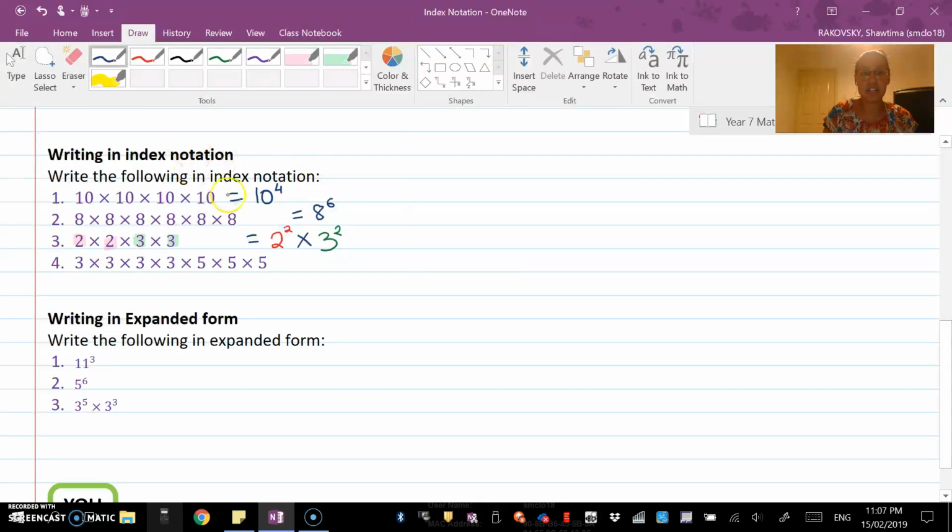So index notation isn't just limited to one base. It can also be applied to questions like this, or even questions like this. So I'm not going to change my color on this one. 3 is one base, and that 3 has been multiplied by itself 4 times. My multiplication in between. And I have my other base, which is 5, and that's been multiplied by itself 3 times.